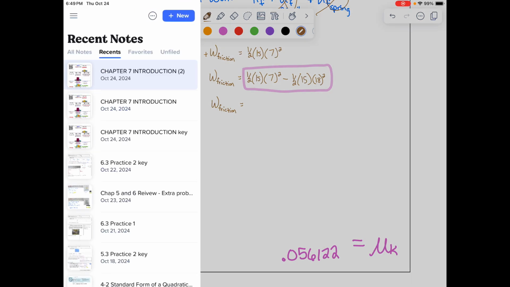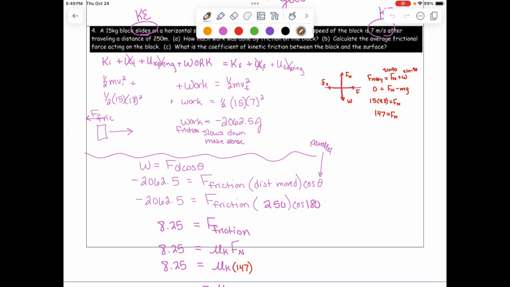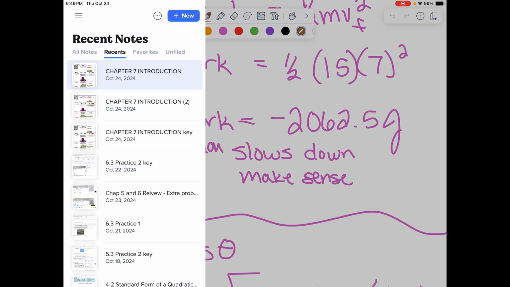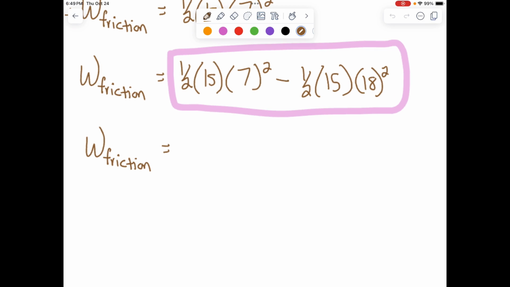Let me go back. I've redone these notes like 7,000 times. Is that what you got? Okay, that's good. I got it right. Okay, so on your calculator, you got negative 2062.5. What do you think about the fact that it's negative?